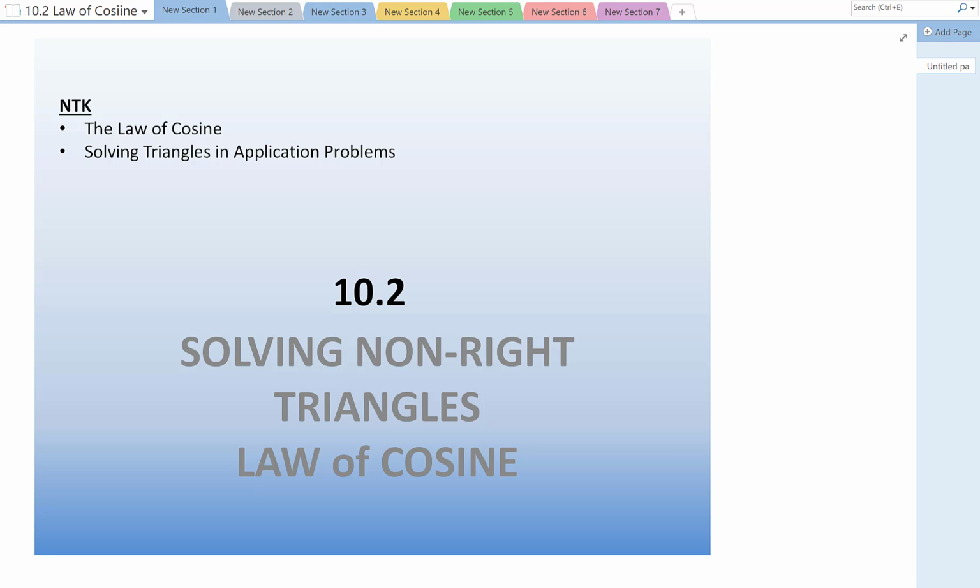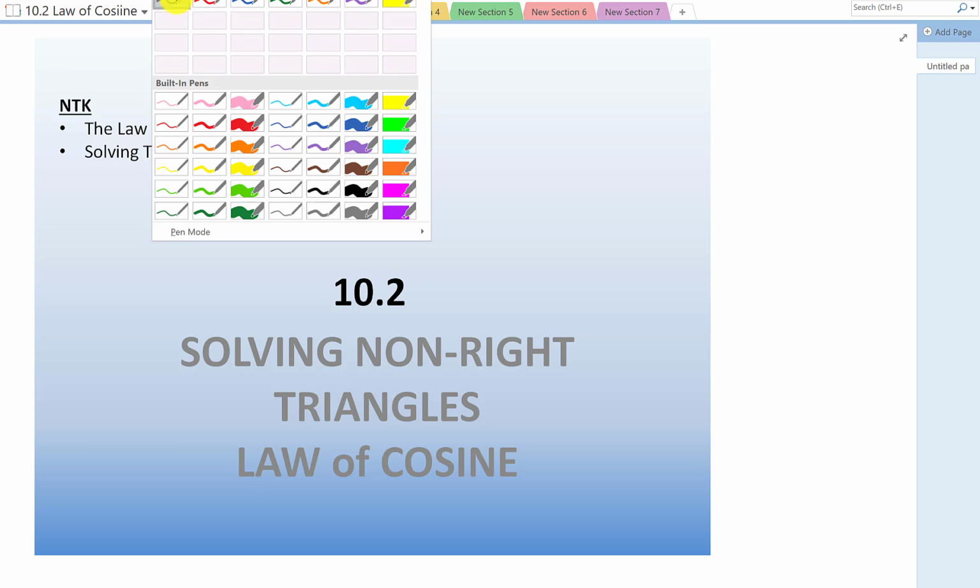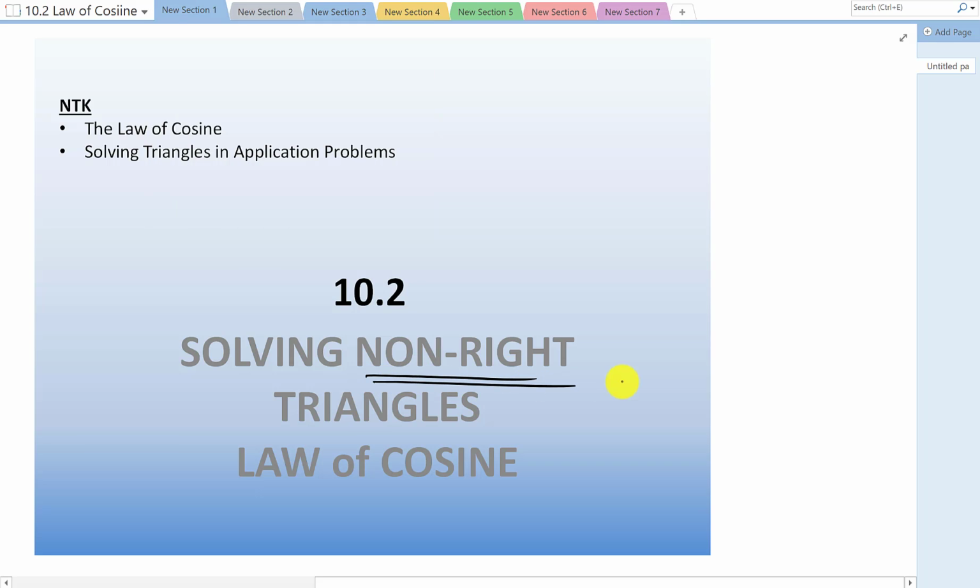Hi everyone. So this is part two of our solving non-right triangles. And we're going to look at the scenario when we need the law of cosines. Now you might recall in the previous class that we had different cases.